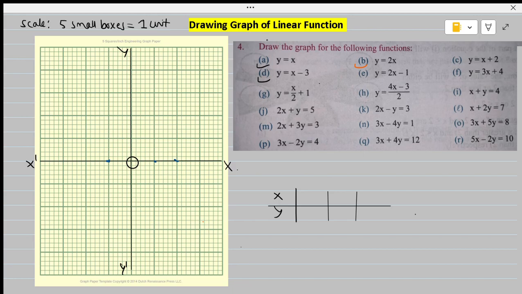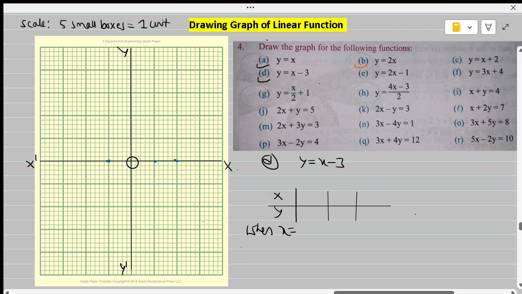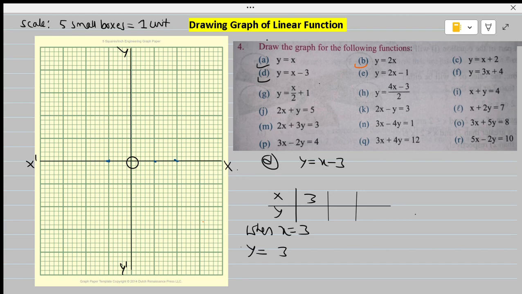So I'm going with number D, which says y equal to x minus 3. So we have to here again keep a value of x and find its related value of y, right? So let's go with when x equal to any point you choose. Again I'm taking here 3, right? So when x equal to 3, y equal to 3 minus 3, so that you get y equal to 0. It means the point is 3 comma 0. First is x, then second is y. So 3 comma 0.